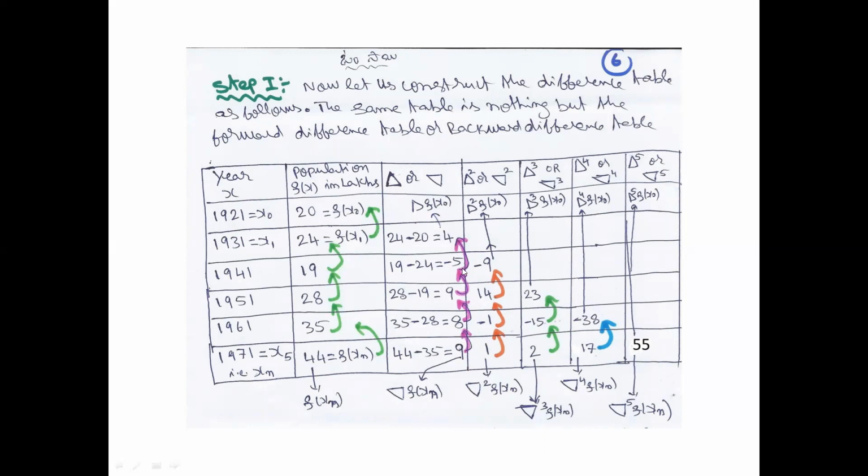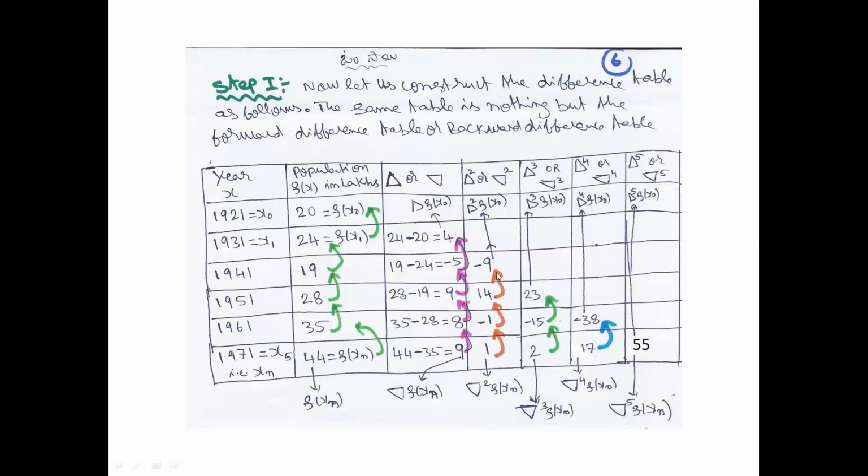Again, observe the pink arrow mark, the direction of the arrow mark. Minus 5 minus 4 is minus 9. 9 minus of minus 5 is 9 plus 5, which is 14. 8 minus 9 is minus 1. 9 minus 8 is 1.